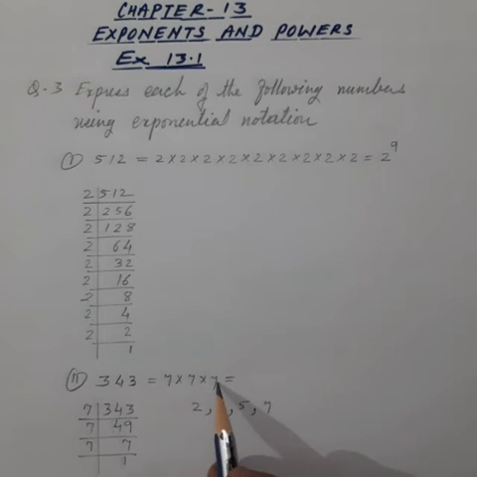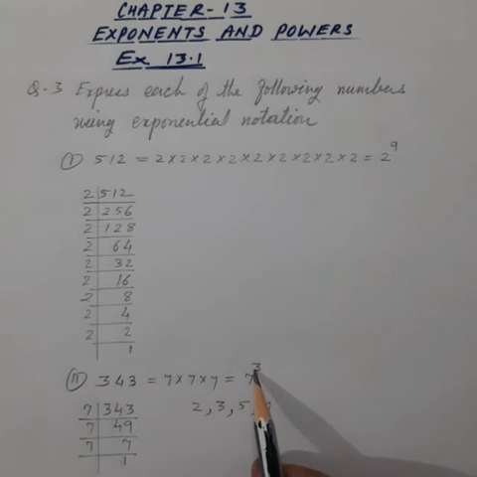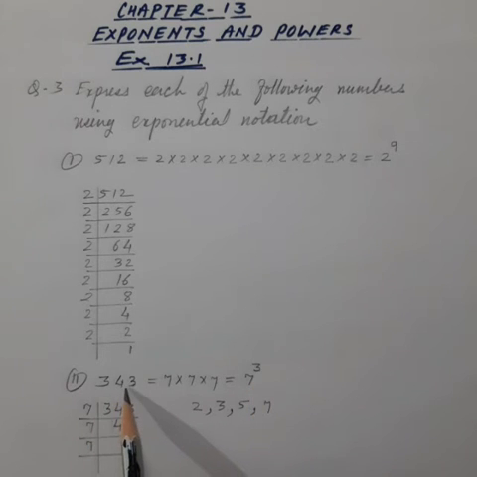In this prime factorization, the number 7 is repeatedly multiplied by itself. So base is 7. And 7 is repeatedly multiplied by itself 3 times. So power is 3. So this number 343 we can write in its exponential form as 7 cube.